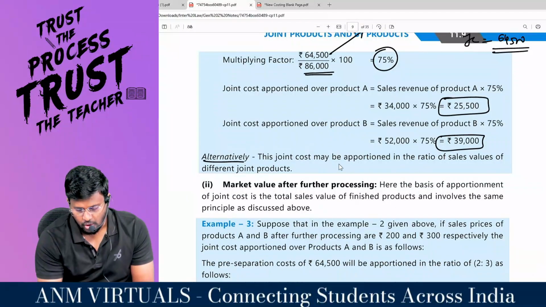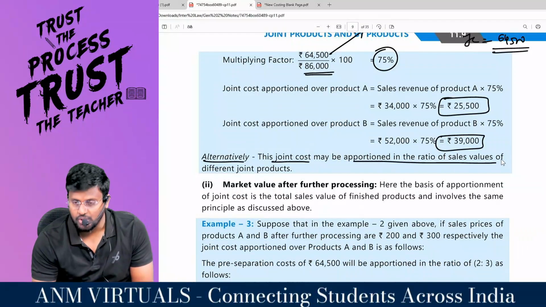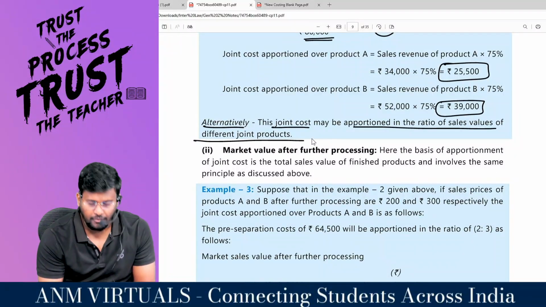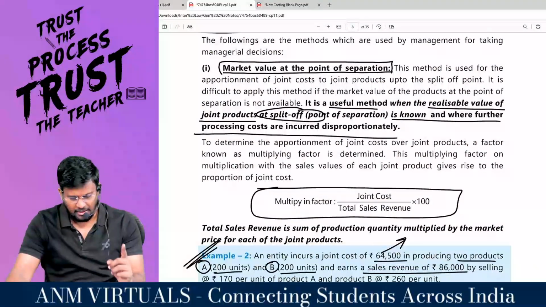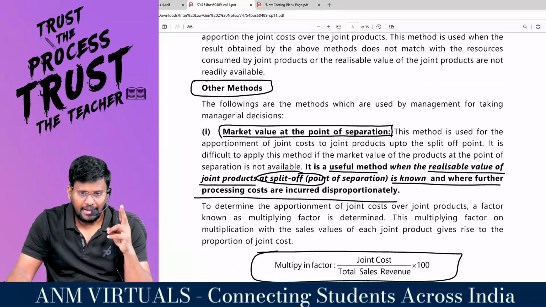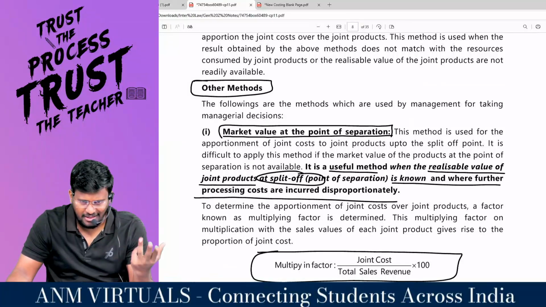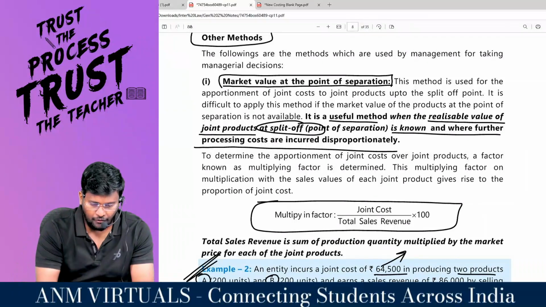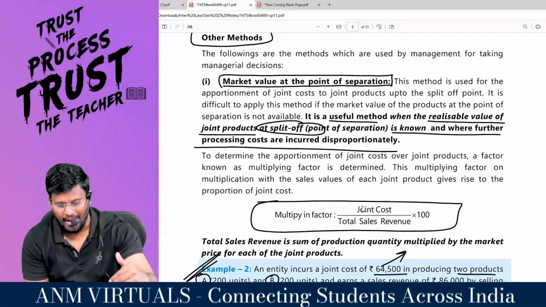Alternatively, this joint cost may be apportioned in the ratio of what value of different products? Joint product. So what is method number 1? Physical units method. What is method number 2? NRV at split off point. Third method is other methods. In other methods, the first method is market value at the point of separation.